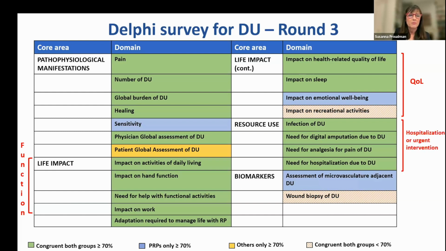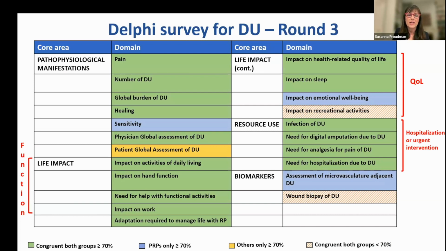All 4 items for resource use were also scored highly by both groups. The working group discussed grouping these under a single domain called hospitalisation or needing urgent intervention for digital ulcers. As highlighted in blue, more than 70% of the PRPs, but not the other stakeholders, voted 7 or more for sensitivity, impact on emotional wellbeing, and assessment of microvasculature adjacent to digital ulcers.